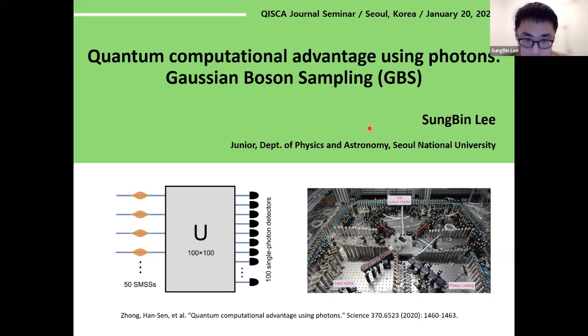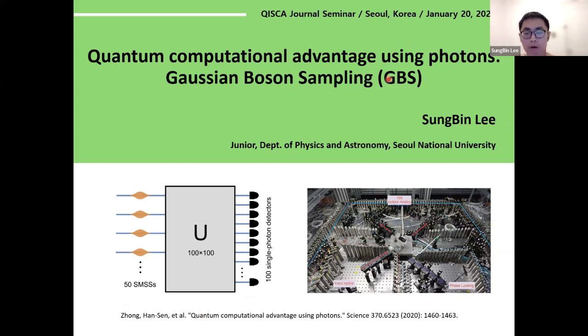So I will give a brief introduction of what Gaussian boson sampling is, why it is important, and how to perform Gaussian boson sampling for experimental purposes. These two figures are taken from a Science paper published in 2020. It was cited, I guess, more than 3,000 times by now, one of the most cited papers of the 2020s. So these are the actual experimental setups that the authors used to perform these experiments.